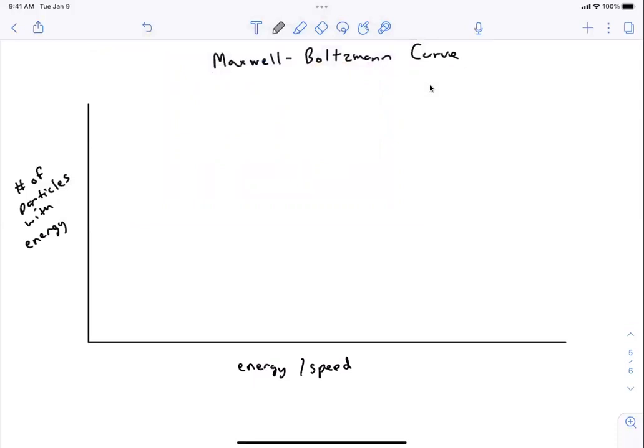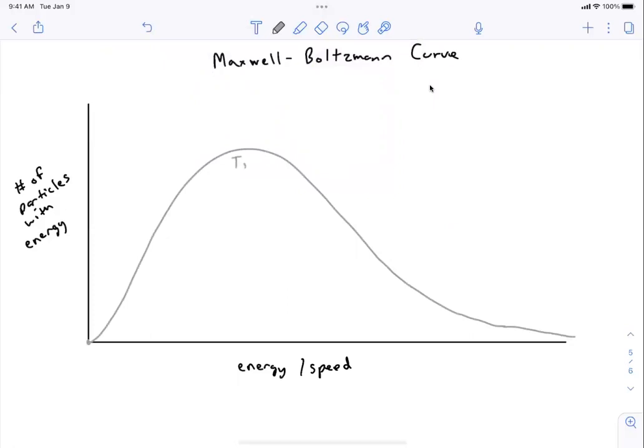Now this distribution looks something like this. It curves up, curves down, and then kind of approaches the x-axis here. This is the example of one distribution of particles at one given temperature. We'll call this T1. Okay.